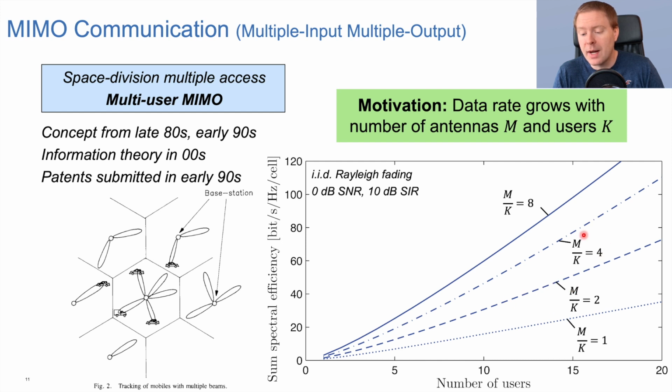4 times or 8 times. And you see it's increasing like this, and up to a certain point where the benefits are not that large any longer. But the main thing is that we would like to serve multiple users from the same location, and we can do that by adding antennas so that we can separate them spatially with different beams.